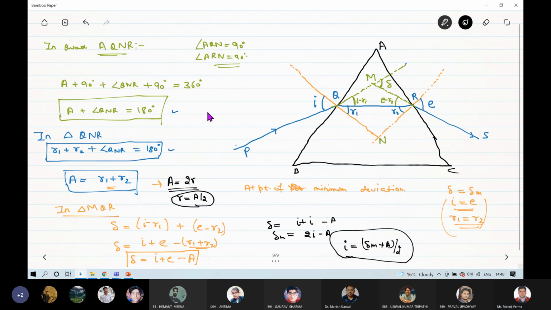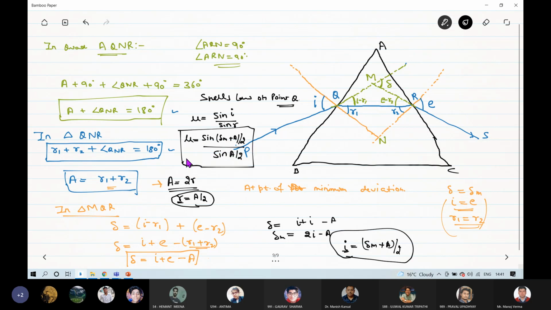Now, I know from Snell's law, if I apply Snell's law on point Q, then I can say the refractive index mu will be equal to sine of I divided by sine of R. So if I insert the value of I and the value of R as arrived at from this derivation, I can see this mu will be equal to sine of delta M plus A by 2 divided by sine of A by 2. Right? So I can find out the refractive index of this prism.